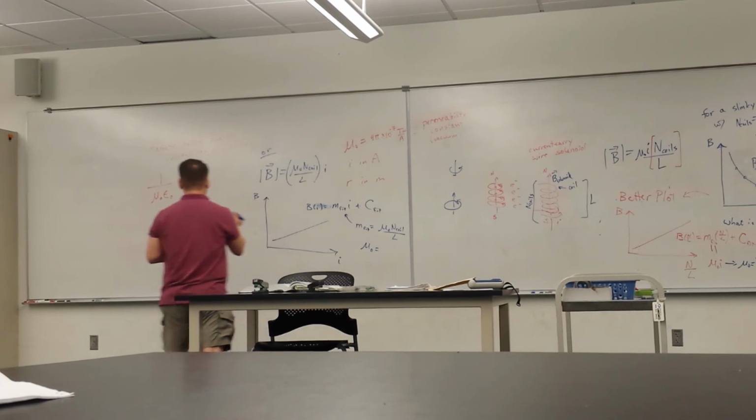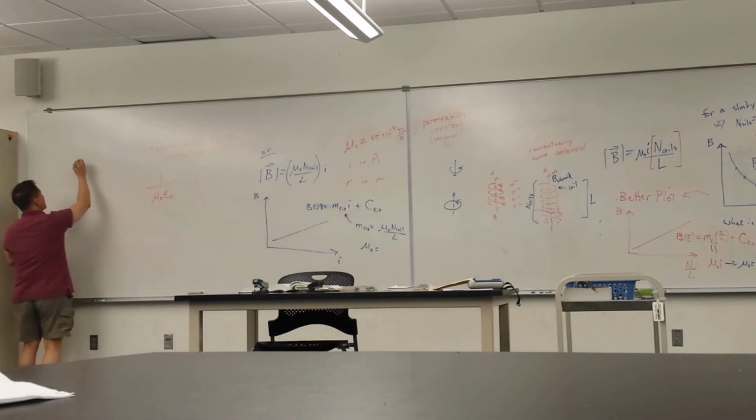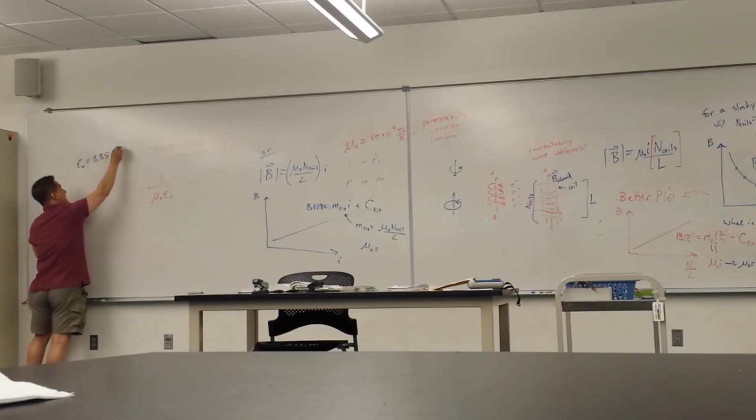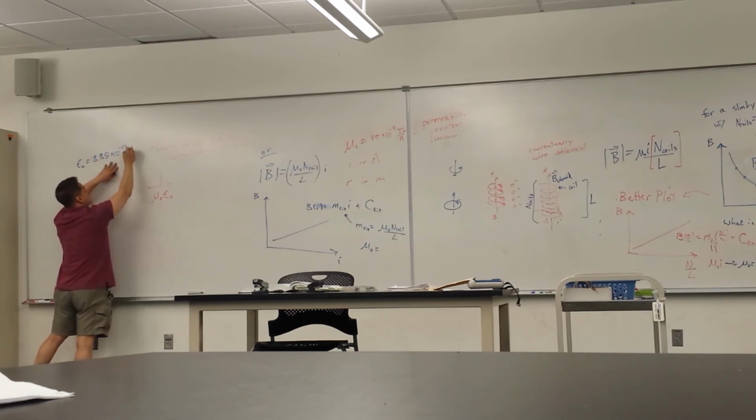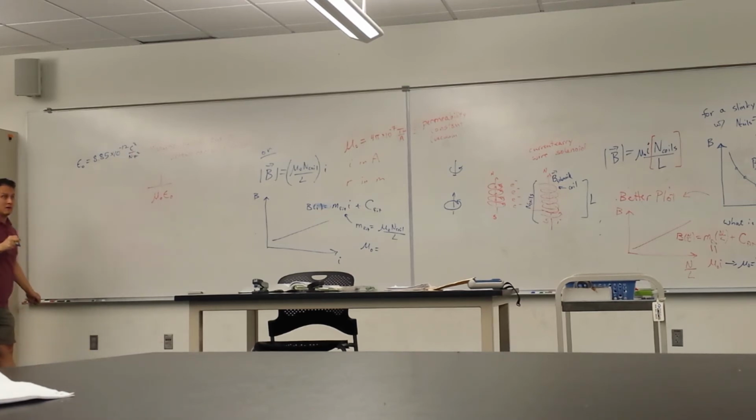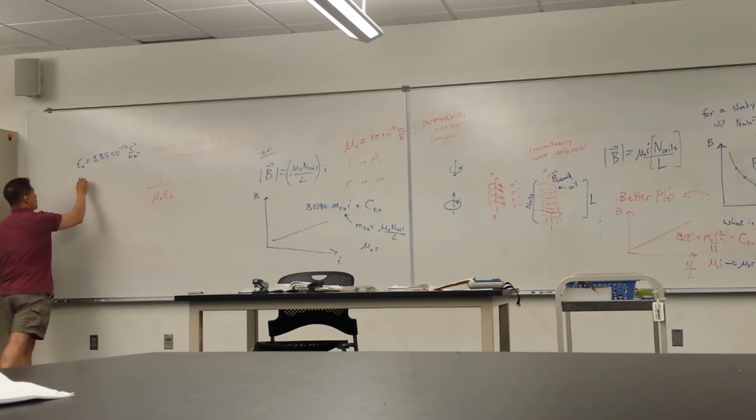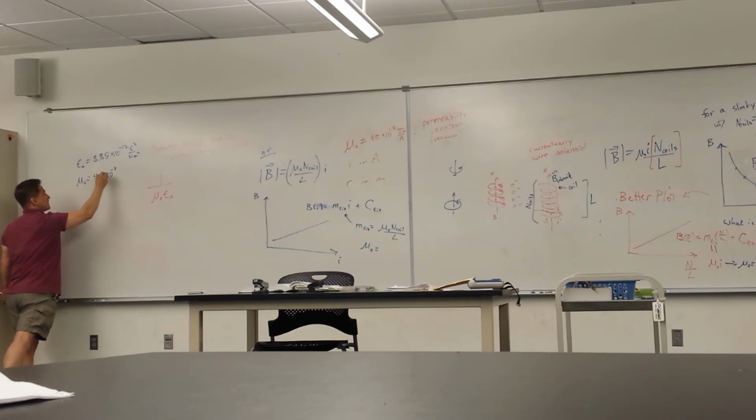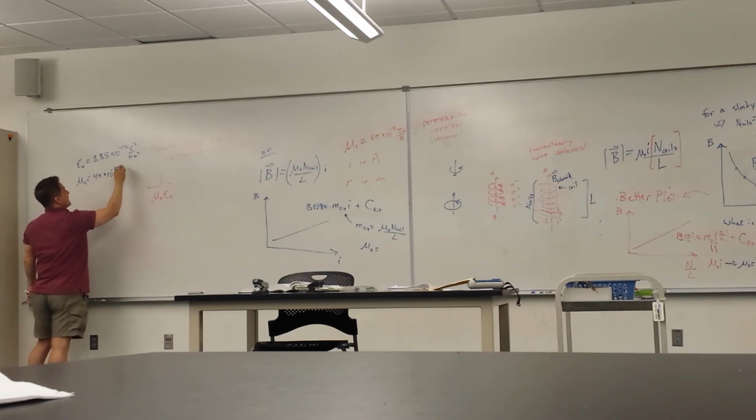Okay, so you know what mu naught is? Well, epsilon naught is 8.85 times 10 to the negative 12, and the units are Coulomb squared per Newton meters squared. Mu naught is 4 pi times 10 to the negative 7th, and the units would be Tesla meters per ampere.